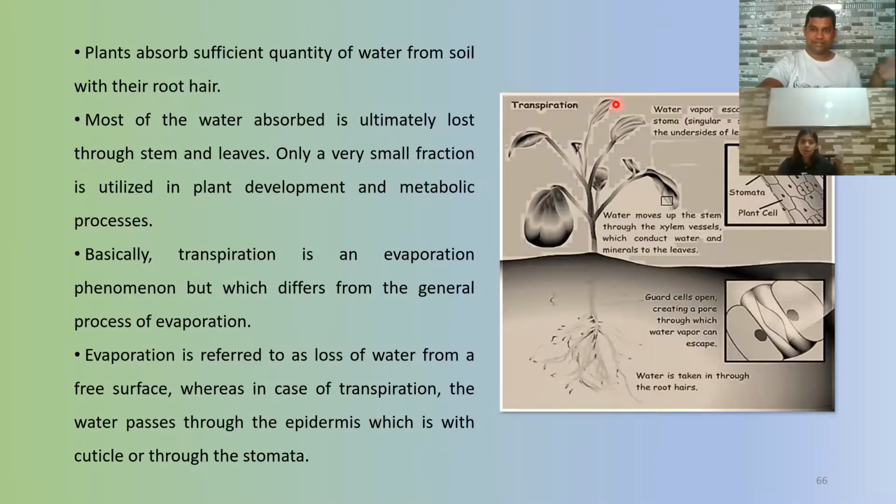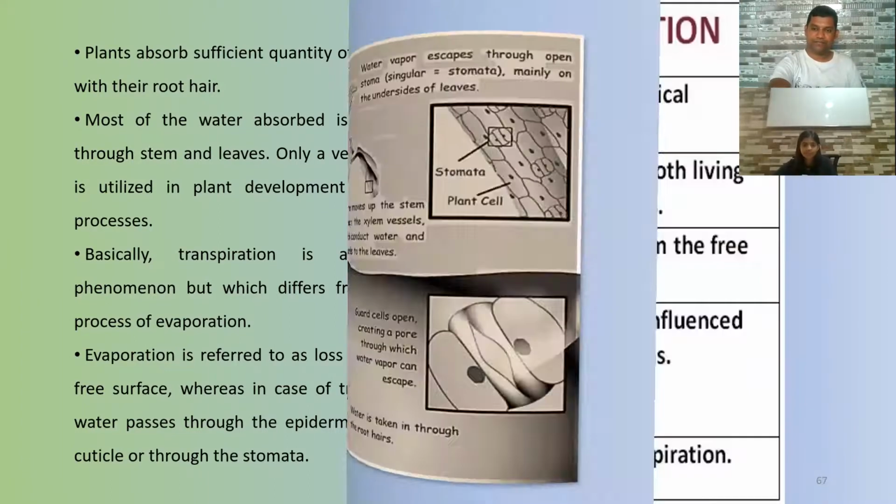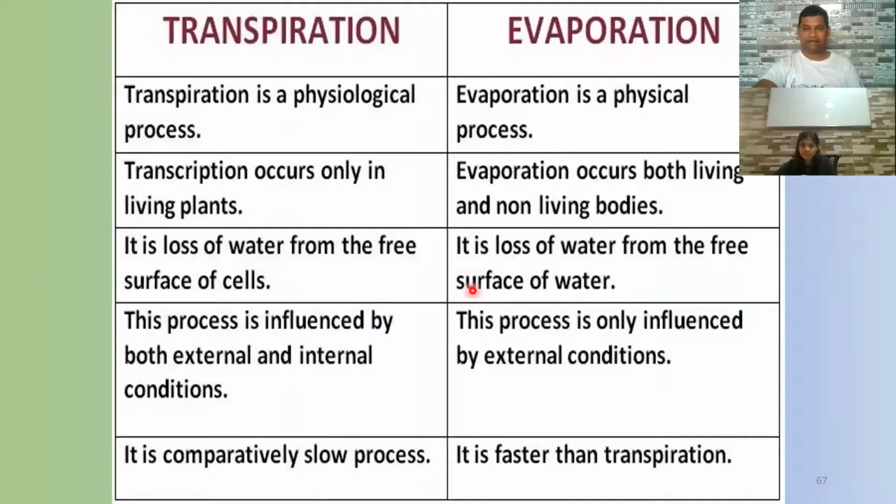Good evening. Understood this? Yes, understood. Evaporation is loss of water from a free surface. Inside the cells of the leaf, from the mesophyll to the epidermis, the water will come and it will come out through the small pores called the stomata. Okay, so these are the basic differences between evaporation and transpiration.